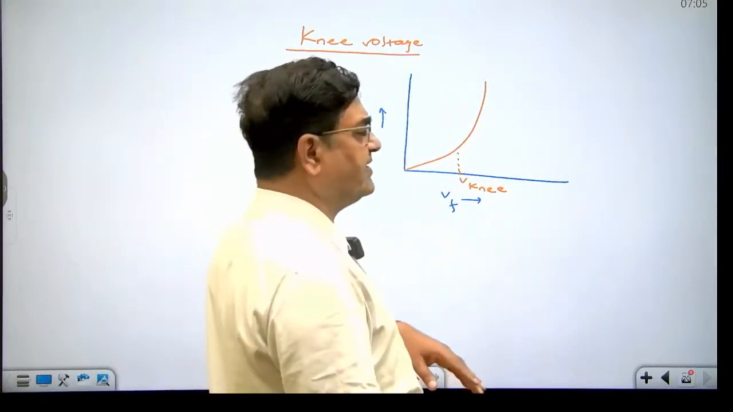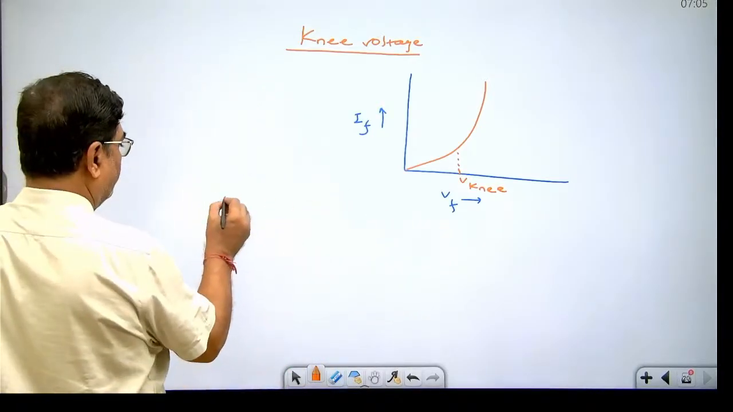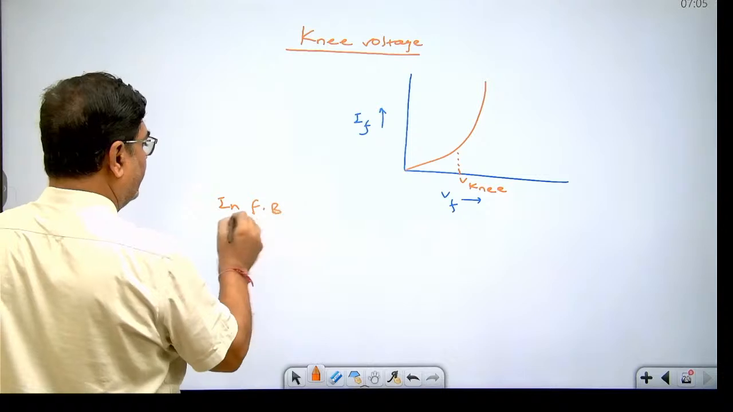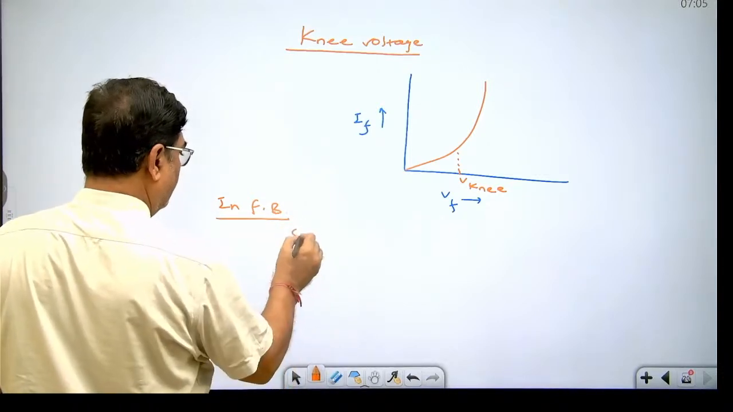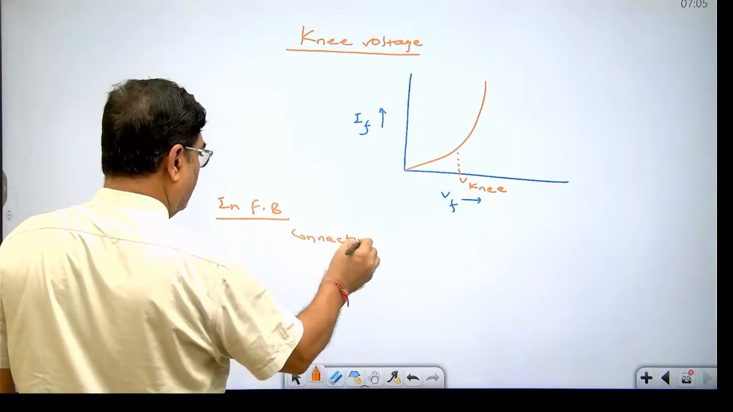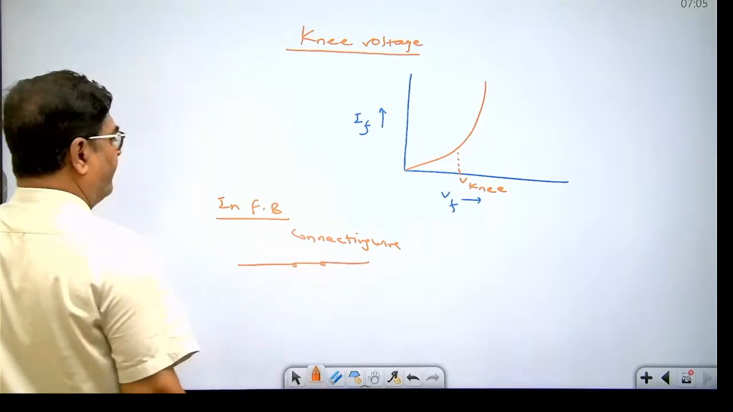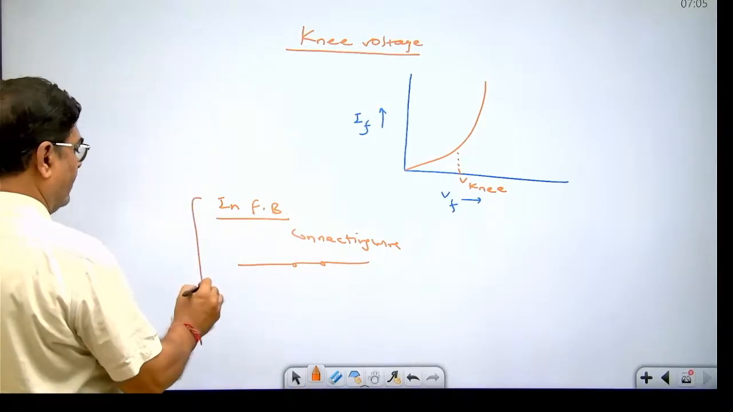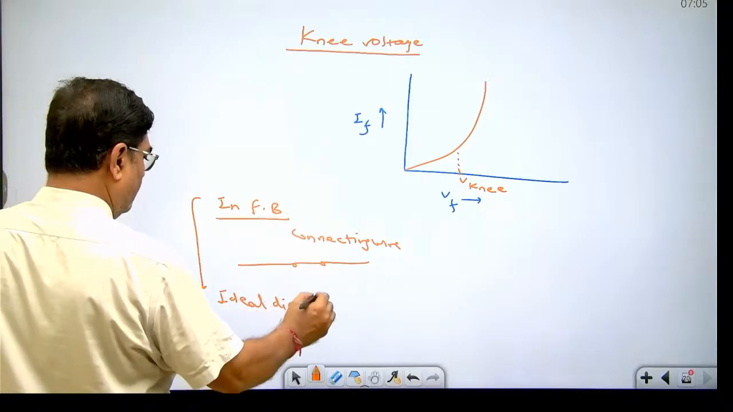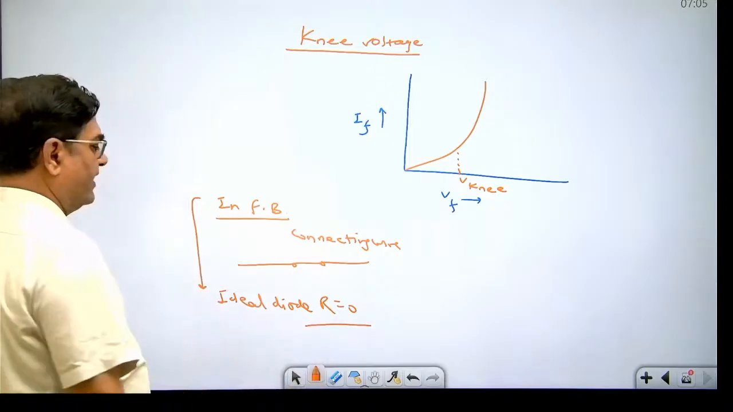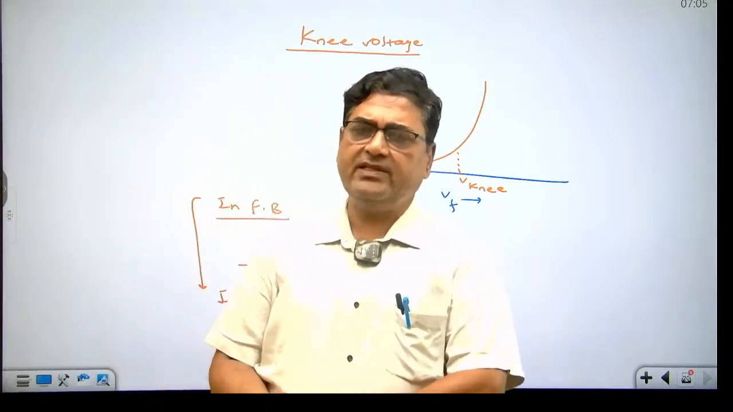In case of forward biasing, for an ideal diode, this PN junction acts as a diode, and in forward biasing it acts as a connecting wire. In forward biasing, the resistance of an ideal diode is 0. Okay. Now, dear student, let's see the reverse biasing.